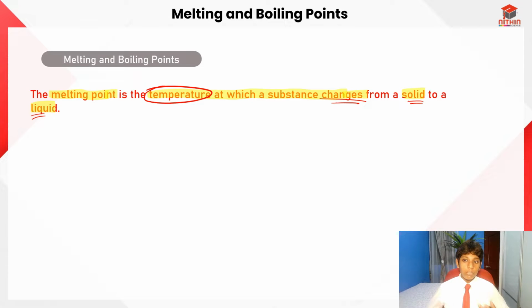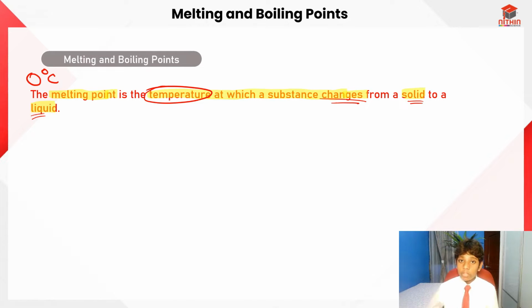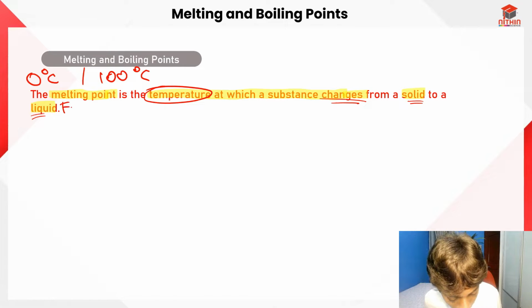So the melting point of water, do you know, is basically 0 degrees Celsius, right? What about the boiling point of water? The boiling point of water is basically 100 degrees Celsius. Okay, melting point and freezing point is basically the same thing, except here we are not actually going to talk about freezing point, but let me just give you a brief summary. So freezing point.